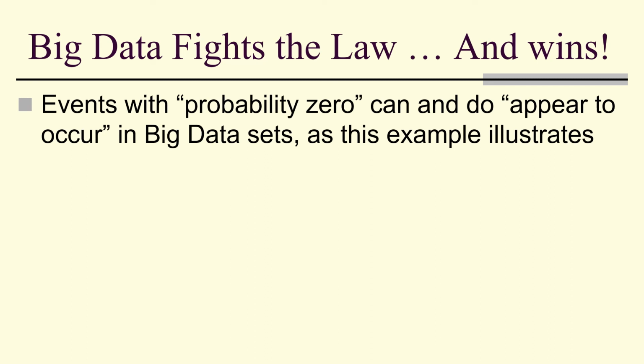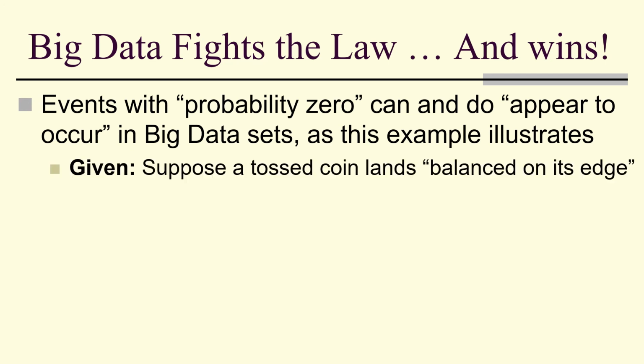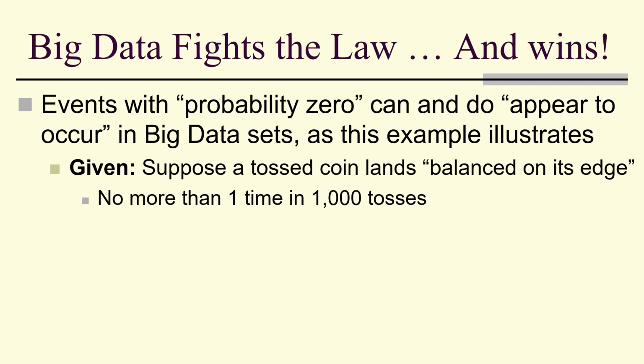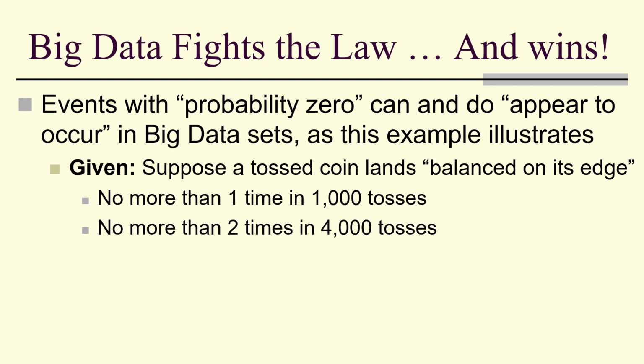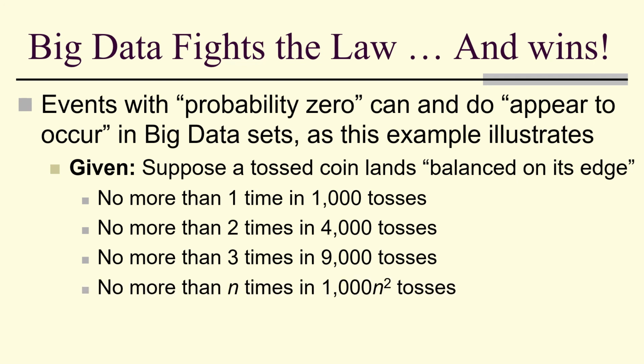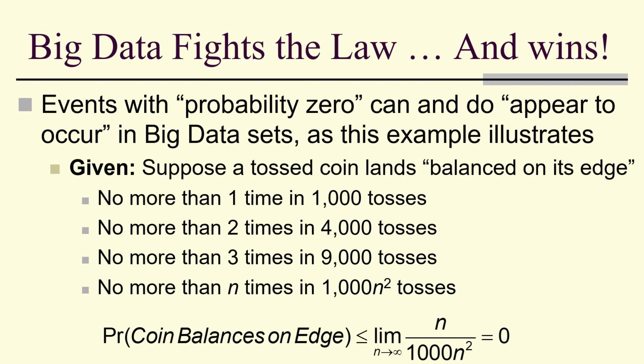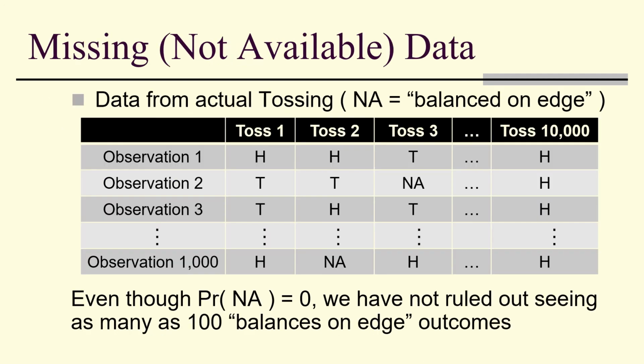Events with probability 0 can and do appear to occur in big data sets. Let's illustrate that with a thought example. Suppose a tossed coin lands balanced on its edge no more than 1 time in 1,000 tosses, no more than 2 times in 4,000 tosses, no more than 3 times in 9,000 tosses, no more than n times in 1,000 n squared tosses. Then the probability that the coin balances on edge is less than or equal to the limit as n goes to infinity of n over 1,000 n squared, and that limit goes to 0. So we're saying the coin balancing on edge has a probability of 0, even though we may see it a number of times in a very large number of tosses.